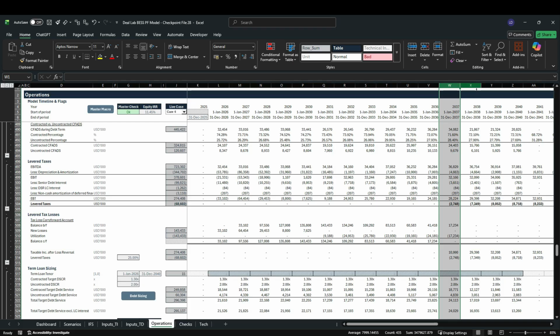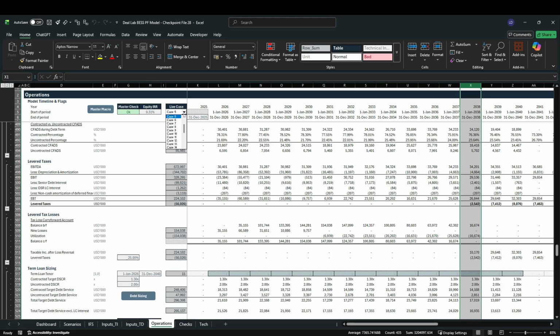So in 2038, we have to pay full taxes and we don't have any more tax losses that we can carry forward to reduce our tax bill, which in return reduces our CFATs earlier than they would be reduced in case 5. So let's see what happens if we turn to case 5. And you will notice here our tax loss carry forward account is actually reduced in year 2038, while in case 6, it's already reduced in 2037.